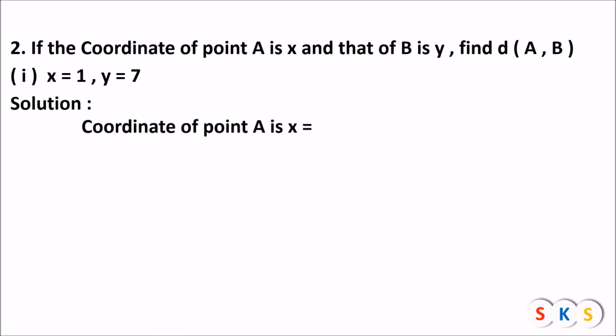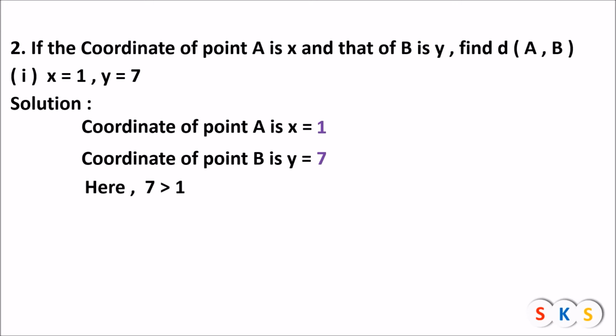So coordinate of A is x and x is 1. Coordinate of B is y and y is 7. So which one is greater among these two? 7 is greater than 1. Therefore distance AB equals 7 minus 1. Therefore distance AB equals 6.